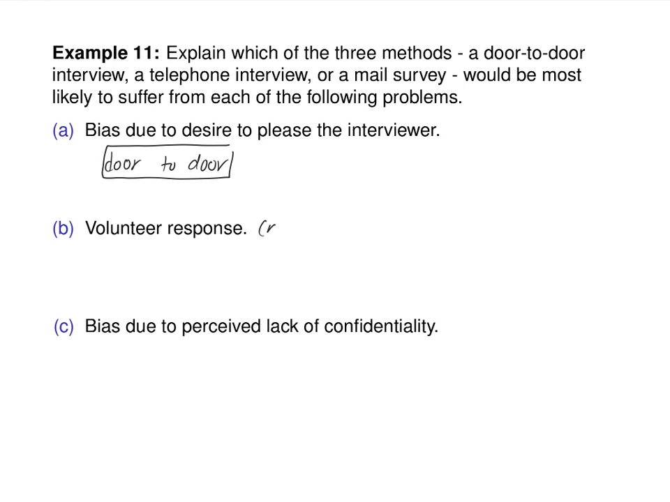Volunteer response is another way of saying non-response. Yeah, I think it would be worse with the mail survey. Do you agree that volunteer response would probably still be a problem in door-to-door, but less of a problem? Yeah. You can probably get something out of somebody if you get them right in front of you, right? Not everyone's going to slam the door in your face because they're less likely to be rude to your face, but not mailing back a mail-in survey is easy to do even if you intend to do so.